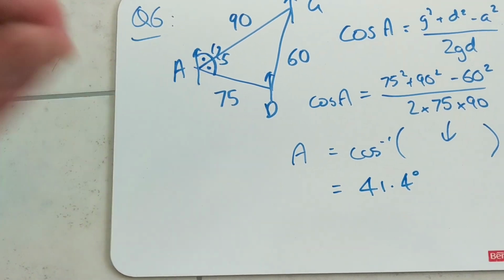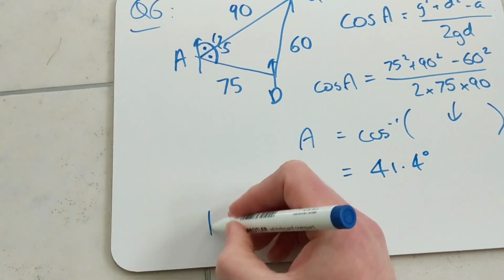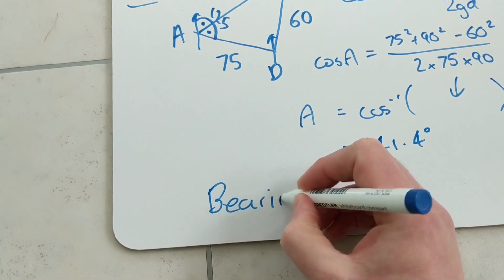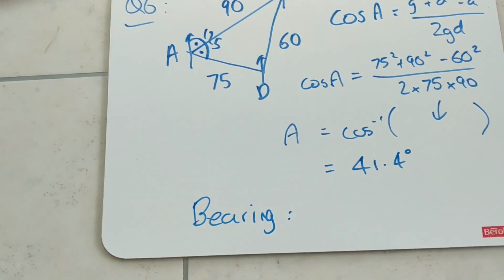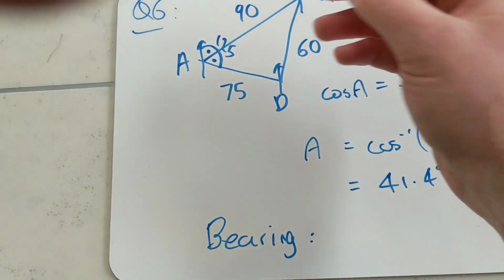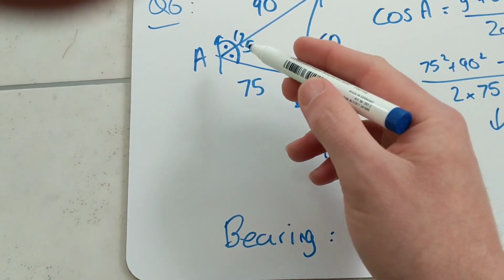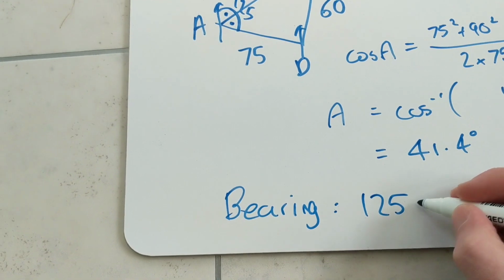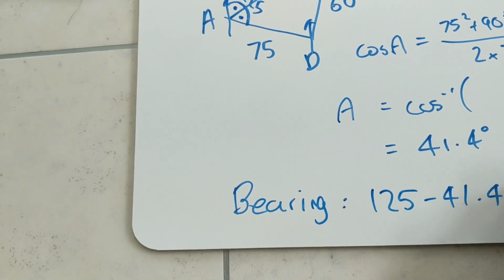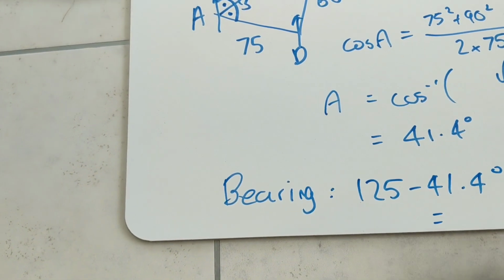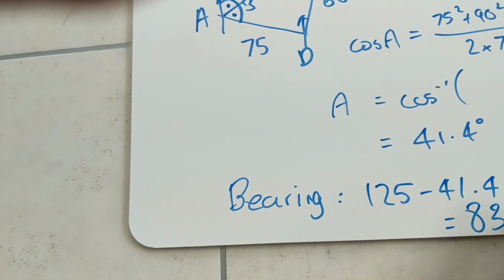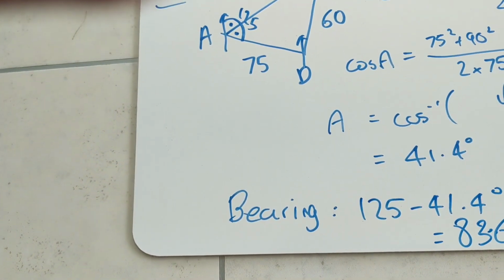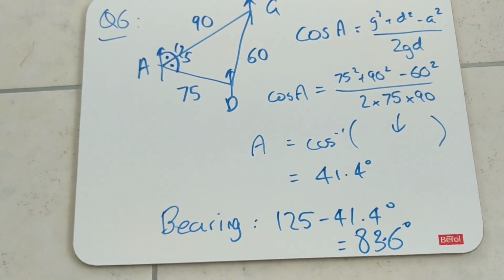You want the bearing on the outside. So the bearing would be the difference between 125 and that angle you found out. So it's 125 take away 41.4. And that gives you an answer of 83.6 degrees. And that's question 6. Right, last question, question 7.